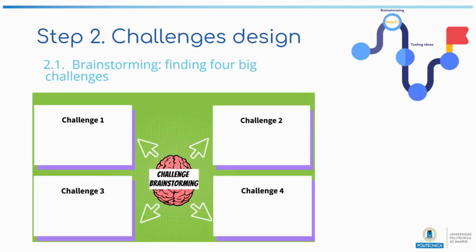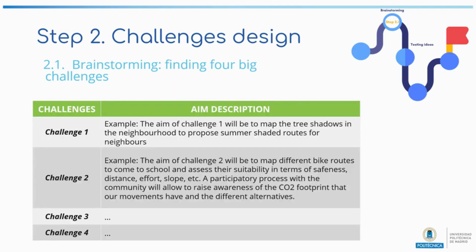The first action in this step is to conduct a brainstorming to find 2, 3, or 4 big challenges and hypothetical contributions to them. Possible challenges will be named as Challenge 1, Challenge 2, and so on. This can be done as a pre-work by teachers or together with pupils. You can use a template like this one and fill it with sticky notes. Then you can use the table Challenges Aim Description to further describe the challenges chosen.